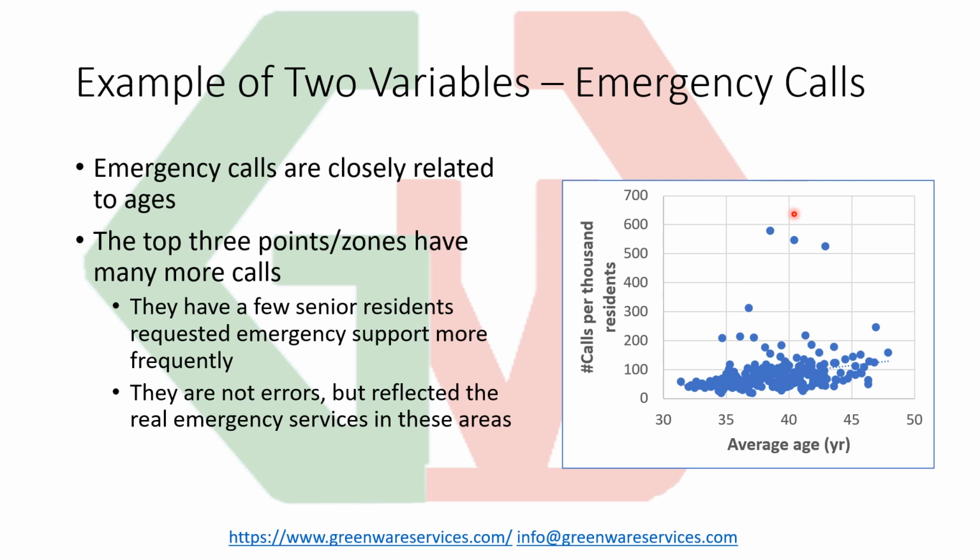These 3 points represent areas with exceptional residents. Those residents are senior residents. They have special medical conditions, so they use the emergency services much more frequently than other residents. And these are true values after we check the data.